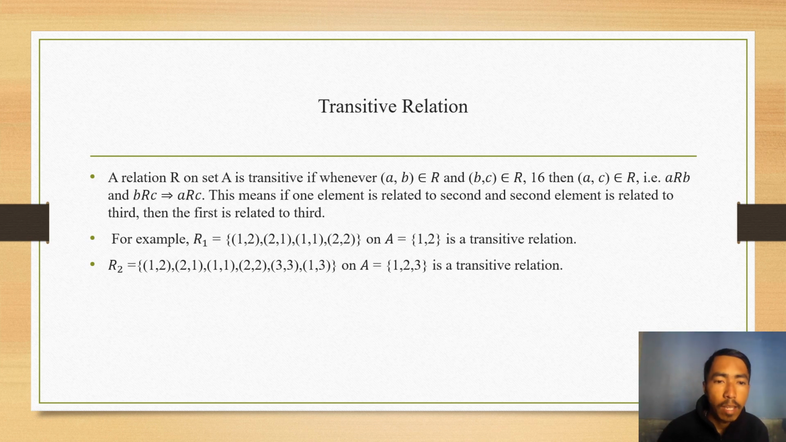For example, R1 equal to {(1,2), (2,1), (1,1), (2,2)} on set A equal to {1, 2} is a transitive relation. Another example, another relation is R2 equal to {(1,2), (2,1), (1,1), (2,2), (3,3), (1,3)} on A, where A equal to {1, 2, 3}, is a transitive relation. These are the examples.